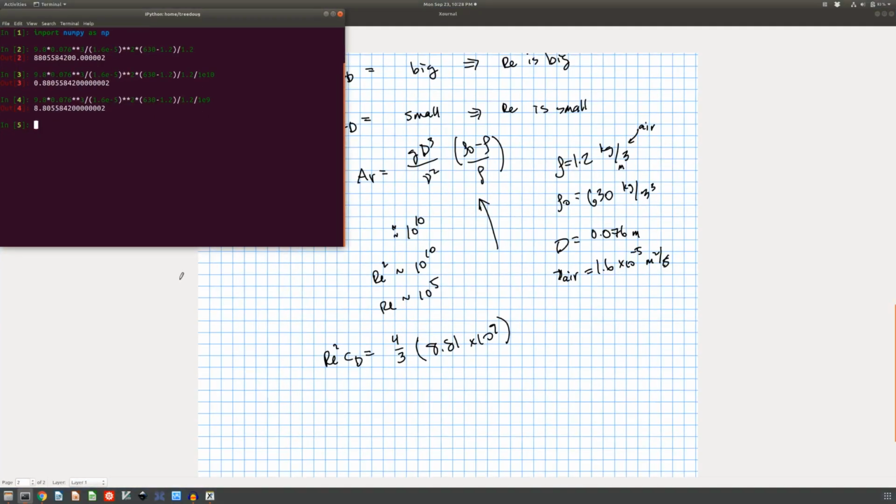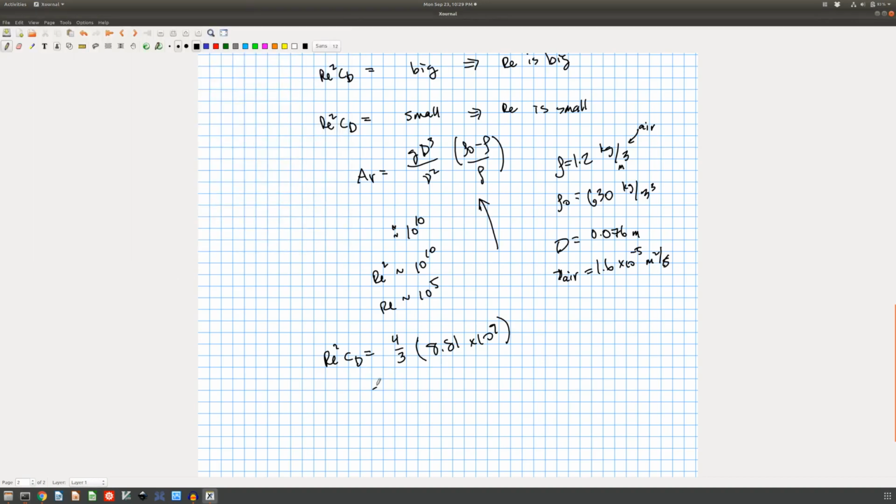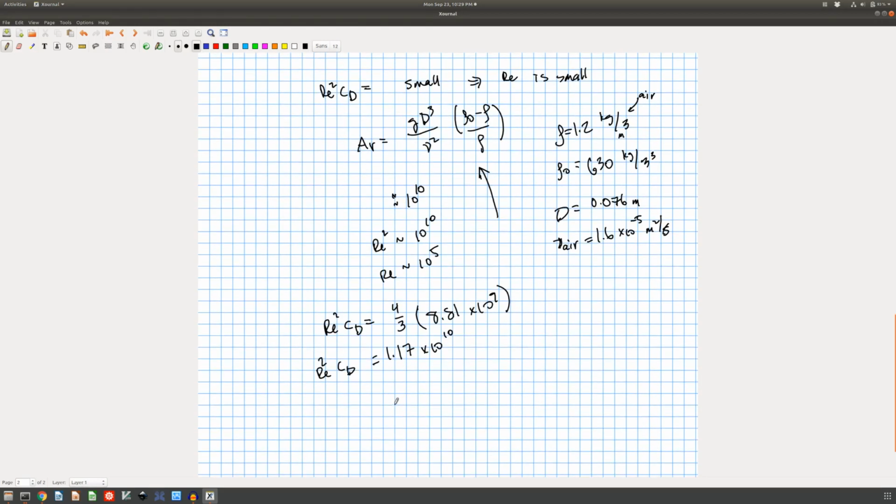So multiply that number by 4/3, and I multiply that number by 10 to the 9th. And I get back that this guy is 1.17 times 10 to the 10th, Reynolds number squared CD. Okay, so now to find my Reynolds number in this case.